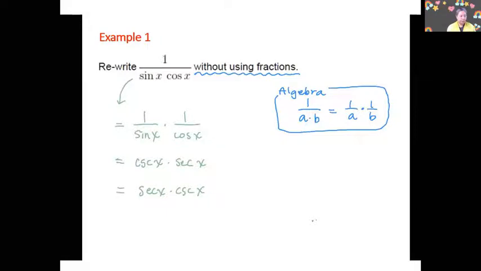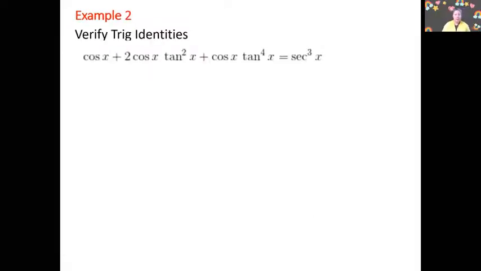Example number 2. All right, so finally we get to this part, verifying trig identities. And once again, we have to pick one side. And there's no absolute rule which side is better. But generally, more than 90%, I think, it's better for us to pick the more complicated side so that every step that we simplify goes towards this simpler side given.